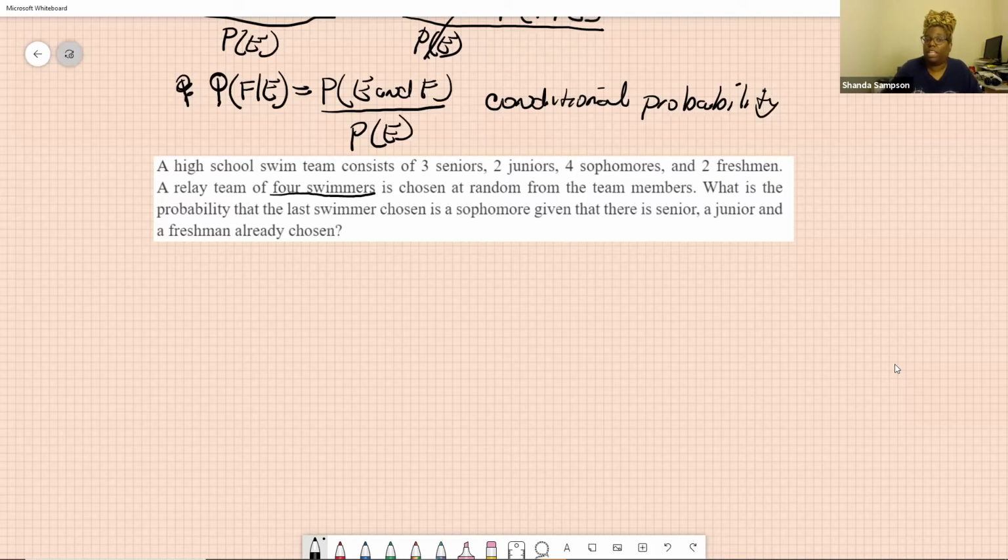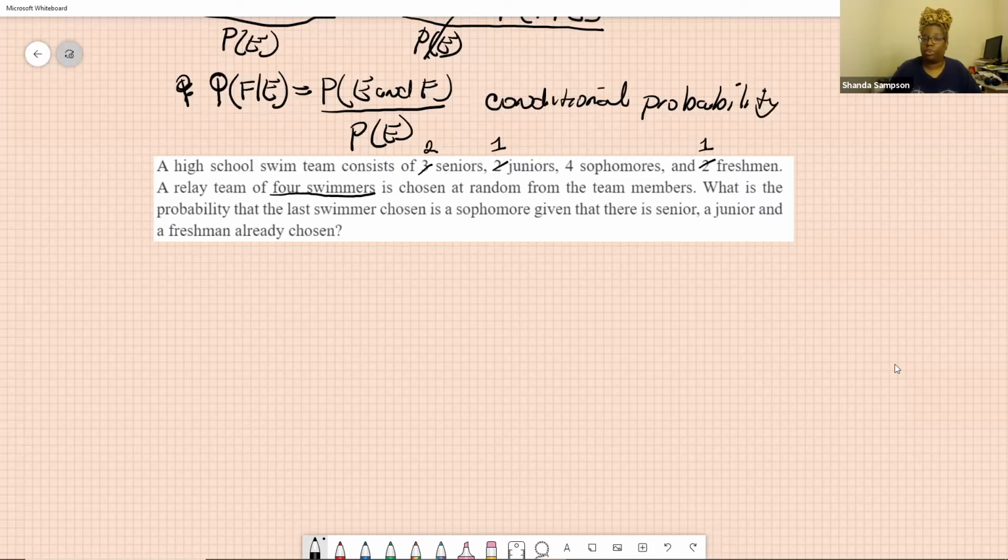Well, if there's a senior chosen already, that leaves 2 seniors. There's a junior chosen already, that leaves 1 junior, and then there was a freshman chosen already, that leaves 1 freshman. So all those other people are gone. So for our 4th choice, remember we have 4 swimmers, we're on our 4th choice. 1, 2, and 3 have already happened.